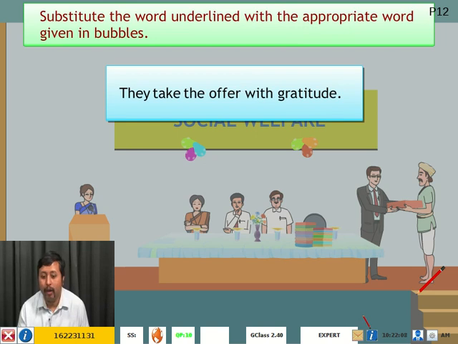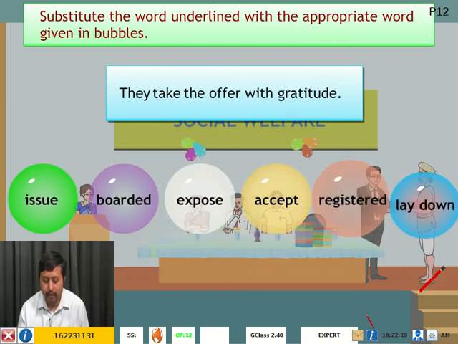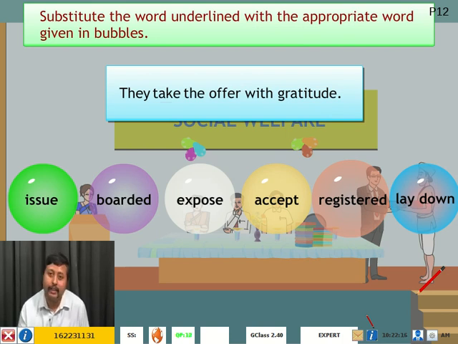They take the offer with gratitude. So your options are issue, boarded, expose, accept, registered, and lay down. And the word that we need to replace is take.